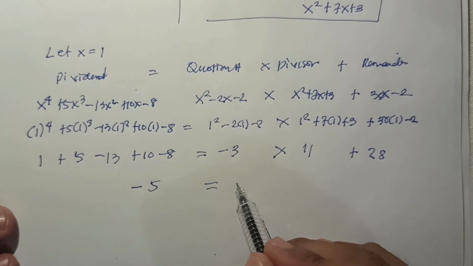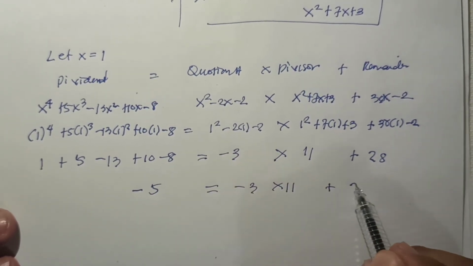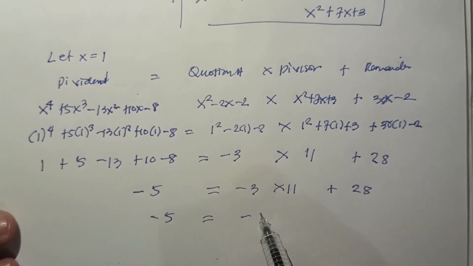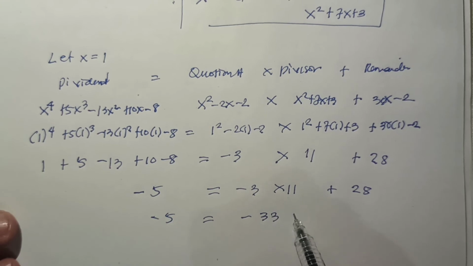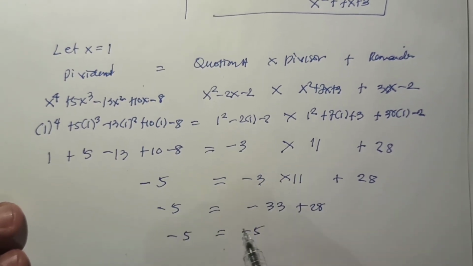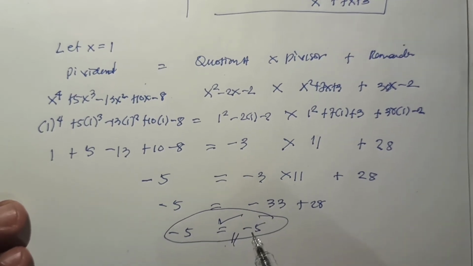So this is negative 3 times 11. Then you have to add plus 28. So negative 5 is equal to negative 33 plus 28. So negative 5 is equal to negative 5. So therefore, the answer is correct based on our checking.